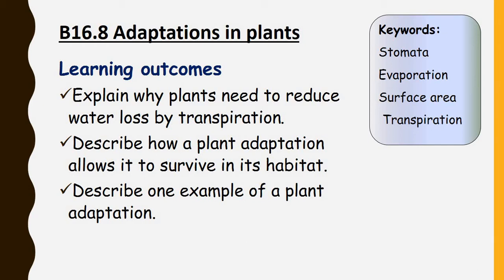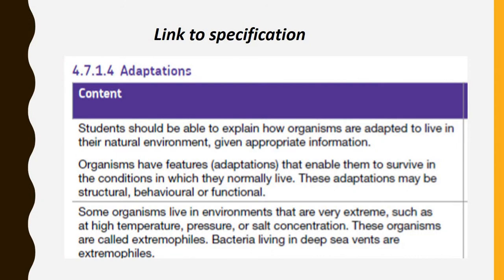So we've got some keywords here: stomata, which we are familiar with from when we looked at the leaf, evaporation, surface area, and of course transpiration. That's the movement of water through the plant from the roots and out through the leaves, the transpiration stream. For those of you interested, this is the link to the specification, so you can pause the video and have a read through that should you wish.